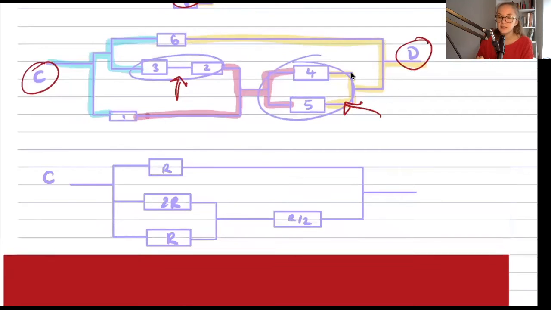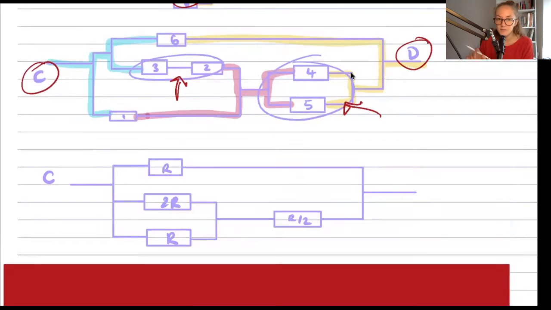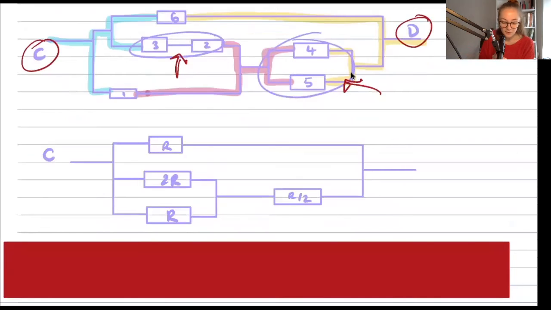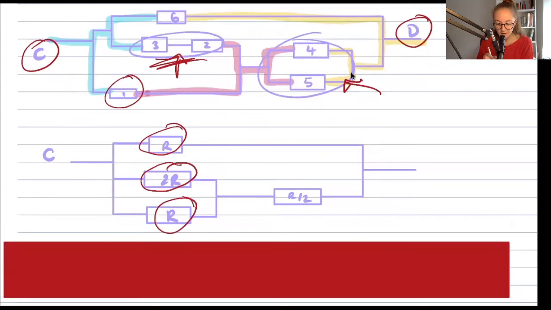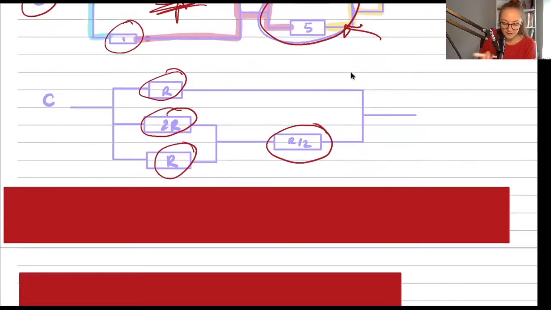And at this point, I decided to get rid of my numbering as well, because I wasn't going to be moving things around too much anymore. So at this point, we have a value of R here, a value of 2R here from the 3 and the 2 being added up, a value of R over here from resistor 1, and then we have a value of R over 2 from these resistors in parallel being added up. And down here, we can see that these two are in parallel to each other.